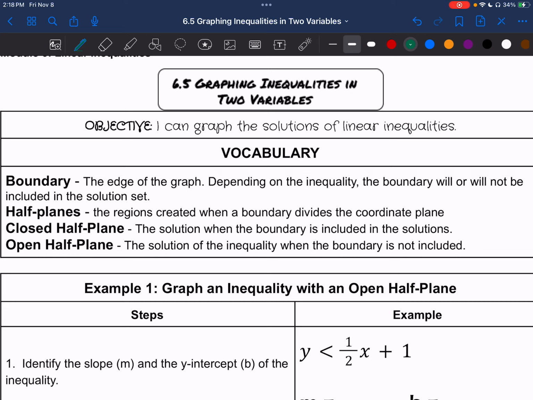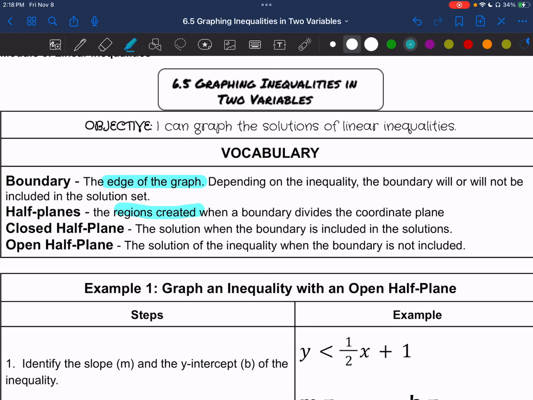Vocabulary. A boundary is the edge of the graph. Depending on the inequality, the boundary will or will not be included in the solution set. Half planes are the regions created when a boundary divides the coordinate plane. Essentially, when we create a linear inequality, it's a line and it's going to divide the plane in half, and it's defined as being in half because it is going to infinity in multiple directions.